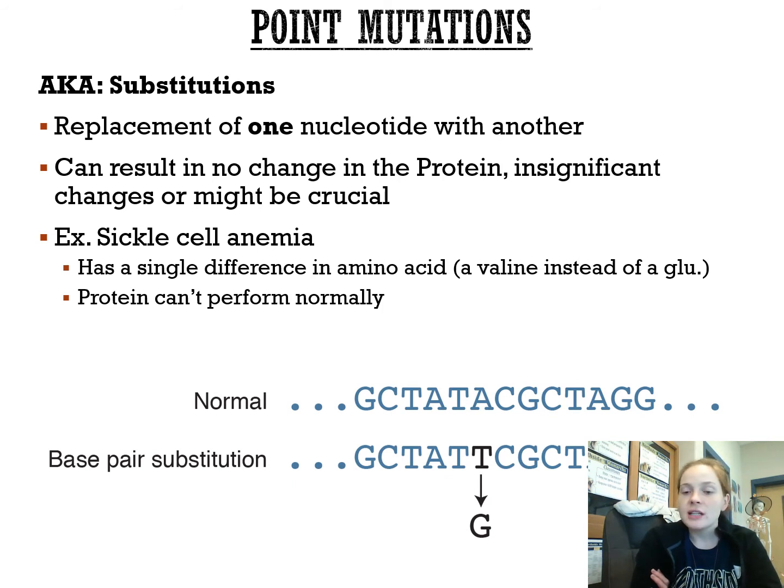So point mutations are anytime you replace one nucleotide with another. If you look at the example, it was supposed to be a T, but it got changed into a G. So that would be a point mutation. There's one single nucleotide that's been changed.